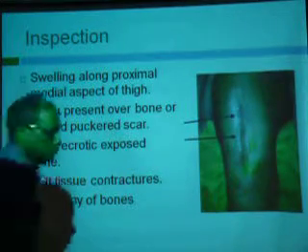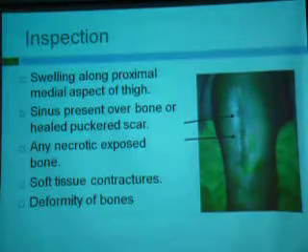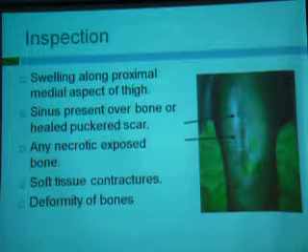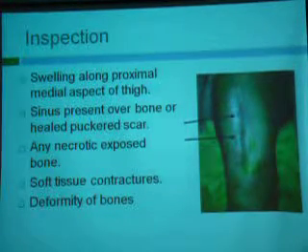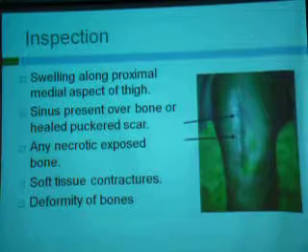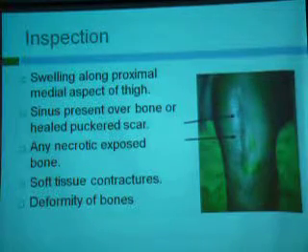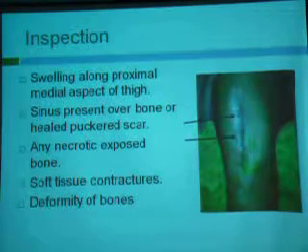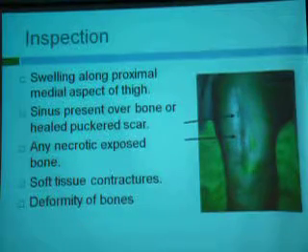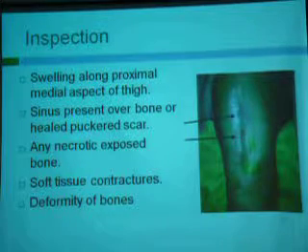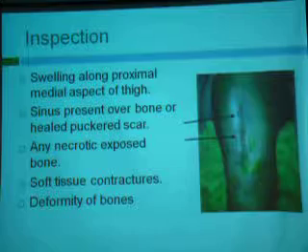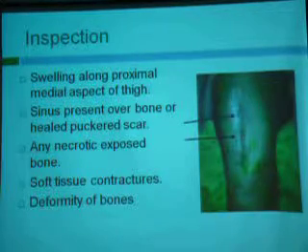So for general examination in a short case, if you have the time, you should briefly assess the vitals, but you are expected mainly to focus on local examination. In inspection of this case, there was a swelling along the proximal aspect, there was a sinus with the skin adhered, and there was a puckered scar. You look for any exposed bone pits, any soft tissue contractures, and any deformity of the bones.